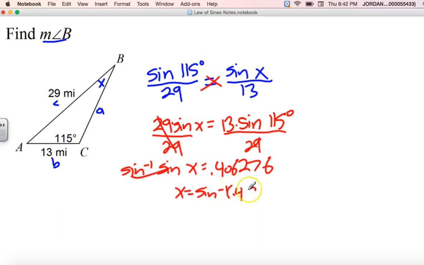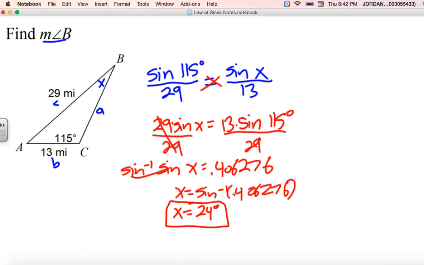So over here we're going to do inverse sine of 0.406276, and that'll give us x. So when we type that in, 0.406276, we get 23.97, or we can round it off and say it's about 24 degrees, because remember we're talking about an angle. So our angle B that we're trying to find is 24 degrees roughly.